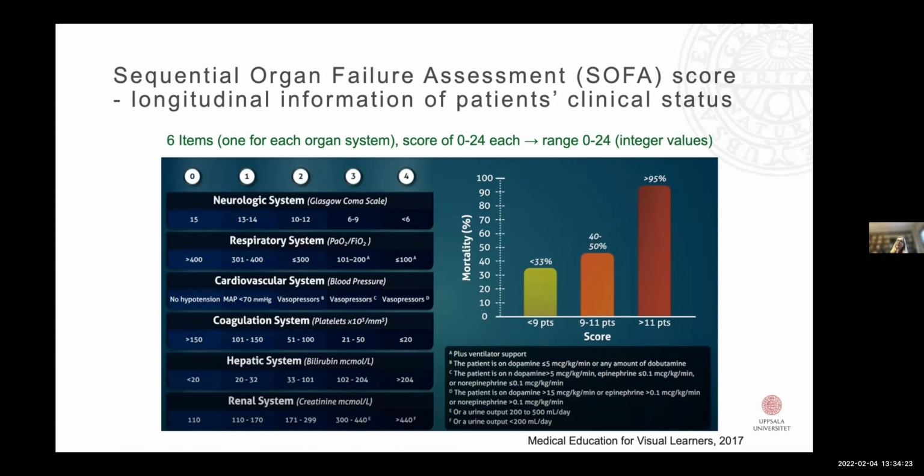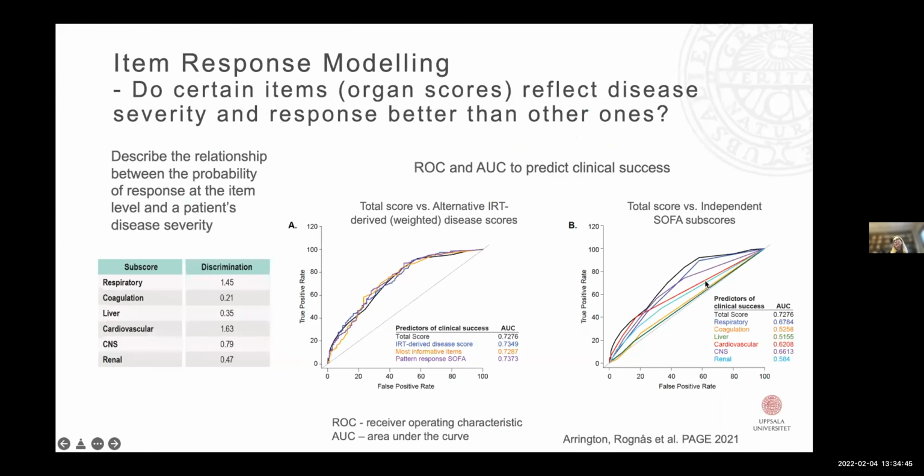And this is a score with integer values. So you can't have a score of 5.3. It's 1, 2, 3, 4, and so on. So this is a little bit of a challenge, or a different way of looking at it, when you come to building a model. And also we wanted to explore to see if some of these subscores, or some of these items related to certain organs, are more informative than others.